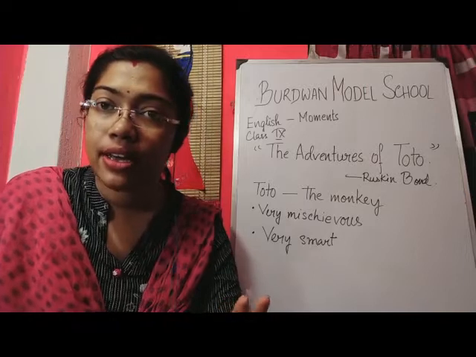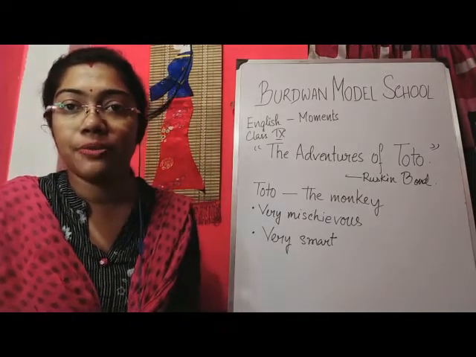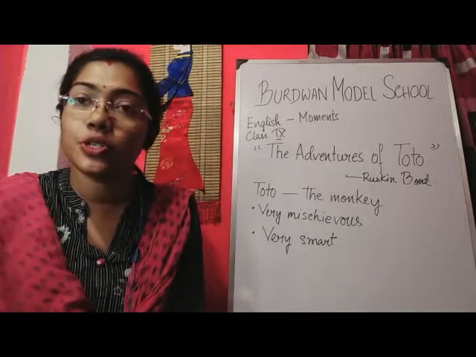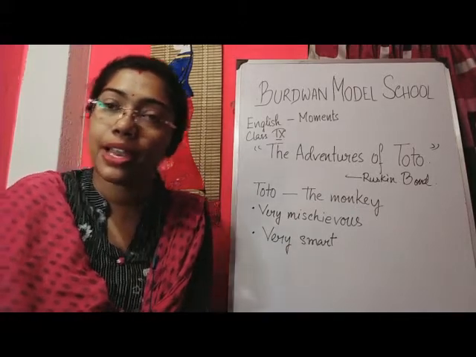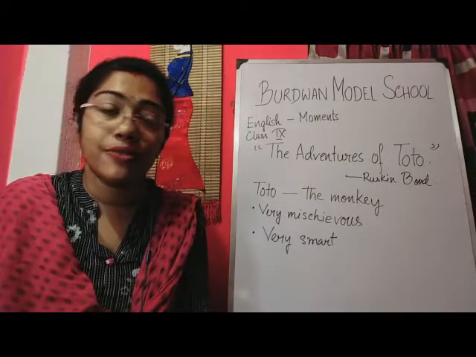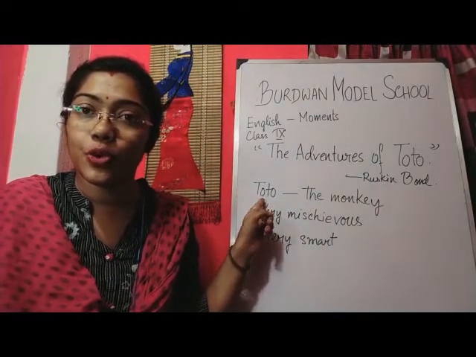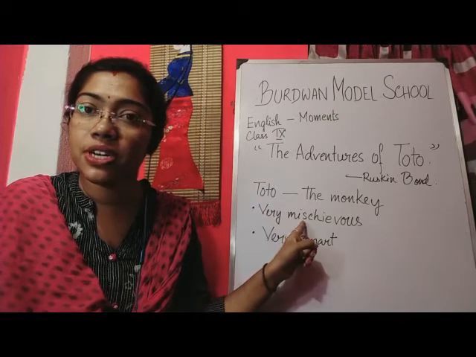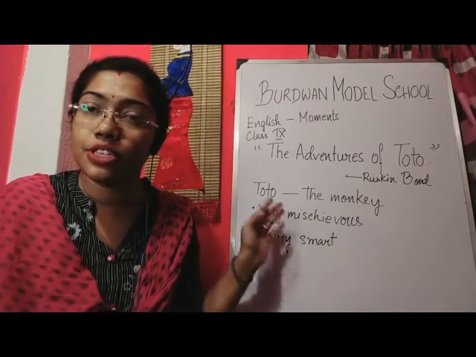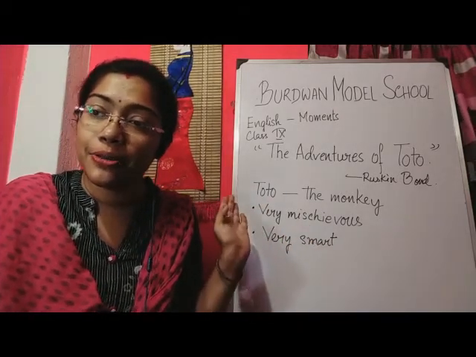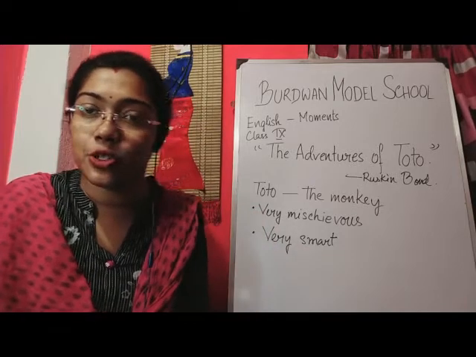Let us meet the character of our story, that is Toto. Who is Toto? Toto is actually a monkey, a little monkey, and we will be reflecting on two points. What is the character of Toto? Toto is a very mischievous monkey and a very smart monkey. So these two characteristics we will be getting while reading the story.